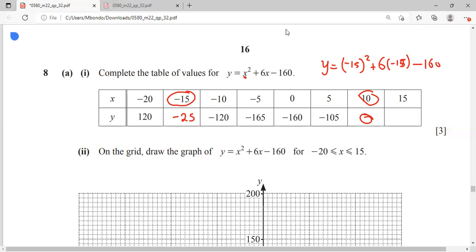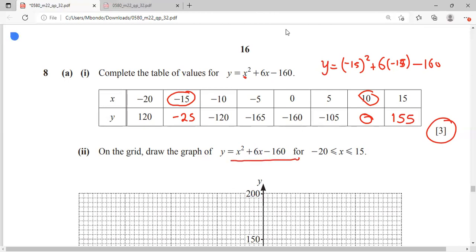Last one is 15 squared plus 6 multiplied by 15 minus 160. We're going to get 155 here. I don't know. Is that what you're getting? So you get 3 marks for doing that. I hope that is simple. Then now on the grid, draw the graph of this one.